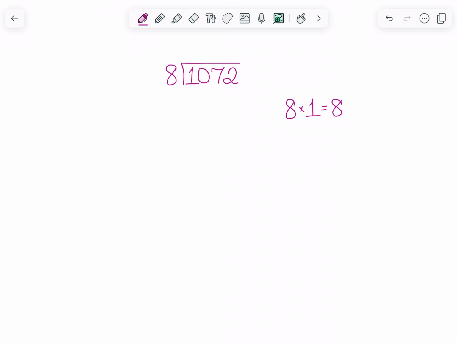Since 8 times 1 is equal to 8, 8 can go into 10 one time. I write the 1 above the 10, and then I subtract 8 to see how many are left over after I divide 10 by 8. The answer is 2, and then we bring down the next digit. So the next problem wants to know what is 27 divided by 8.